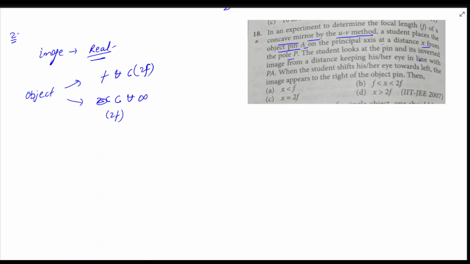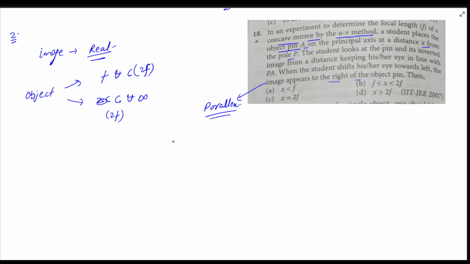From a distance, keeping eye line with the pin A, the student shifts his or her eye towards the left. The image appears to the right of the pin. Okay, so this is actually a question based on parallax, right? So let me teach you about this parallax a little bit.